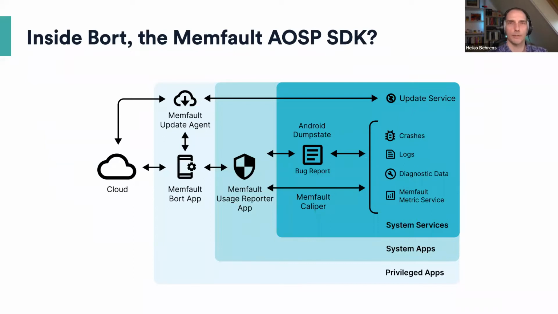This is one of these normal fancy system architecture diagrams. In fact, this is straight from our docs. Memfault is multiple components that rely on standard AOSP stuff, like the Dropbox manager or bug reports. And it's a few very minimalistic additional services and apps.